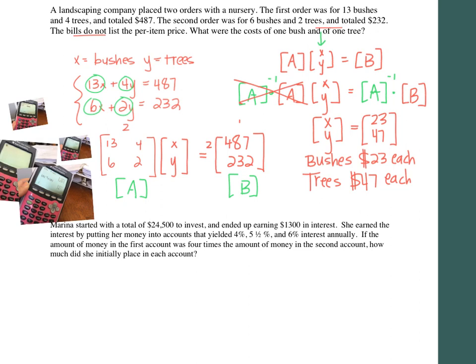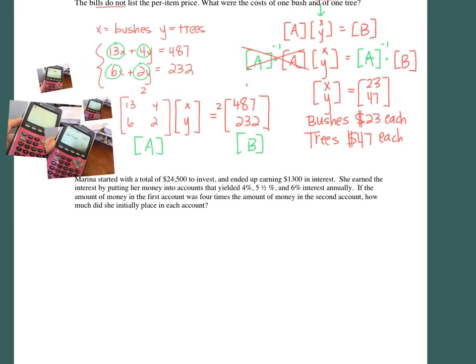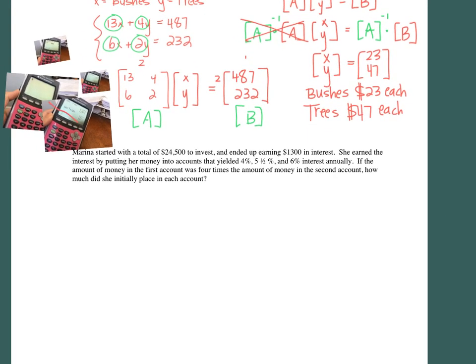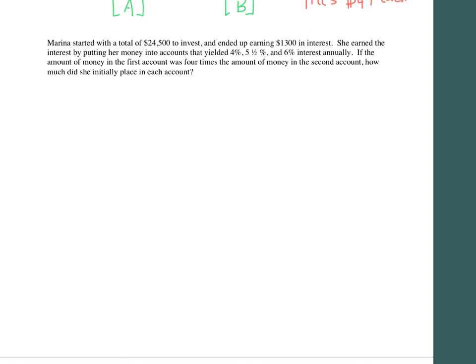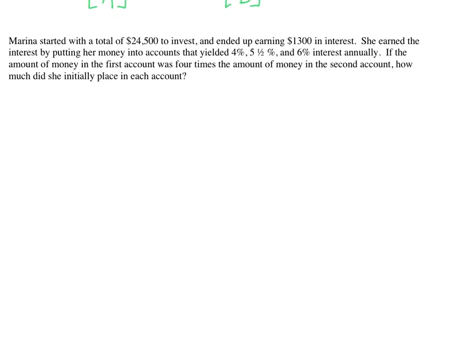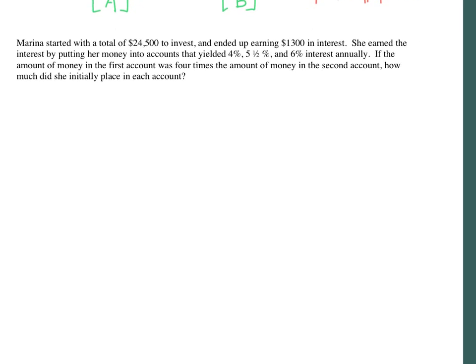And so every time you add a variable, the steps of elimination, the steps of substitution, the impossibility of graphing in 4 dimensions or 3 dimensions, 4 dimensions specifically, that's why matrices are better when you have multiple variables. So let's take a look at that and see how that applies to a 3 variable question. All right, let's see what the 3 variables are. Marina started with a total of $24,500 to invest.